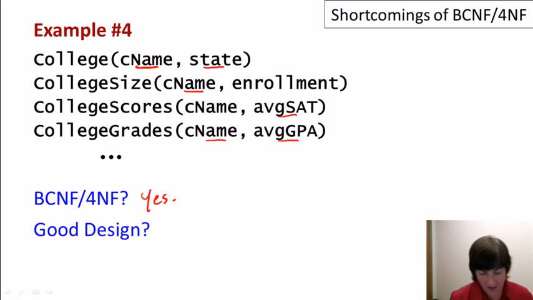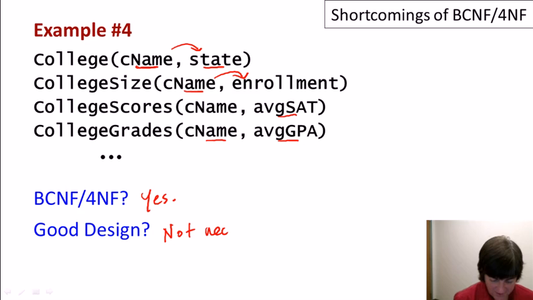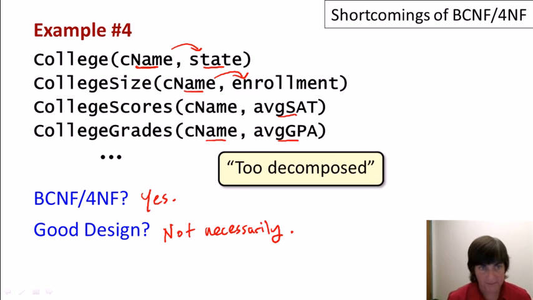Well, yes, they certainly are. For each relation, we'll have a functional dependency from the college name to the other attribute, but the left side will be a key, so we're in good shape. Is this a good design? Once again, I'm going to say not necessarily. We may not want to decompose so much. I feel like this is too decomposed, because we can capture all of the information in one relation or a couple of relations while still being in Boyce-Codd normal form.